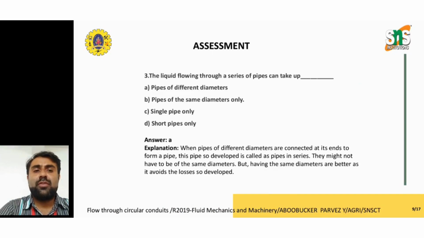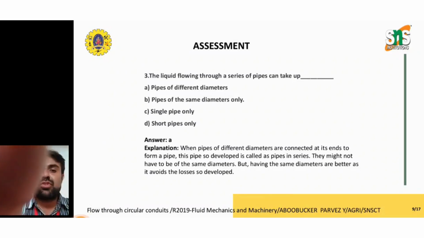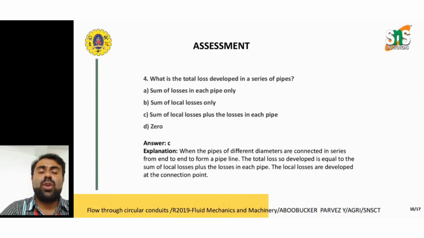What can the liquid flowing through a series of pipes take up? It may be answer A, because different diameters and different cross-sectional pipes can actually be utilized when it comes to the flow of liquid through a pipe. Then you have, what is the total loss developed in a series of pipes? You have major losses in pipes, you have minor losses in pipes. So the answer is the sum of local losses plus the loss in each individual pipe.